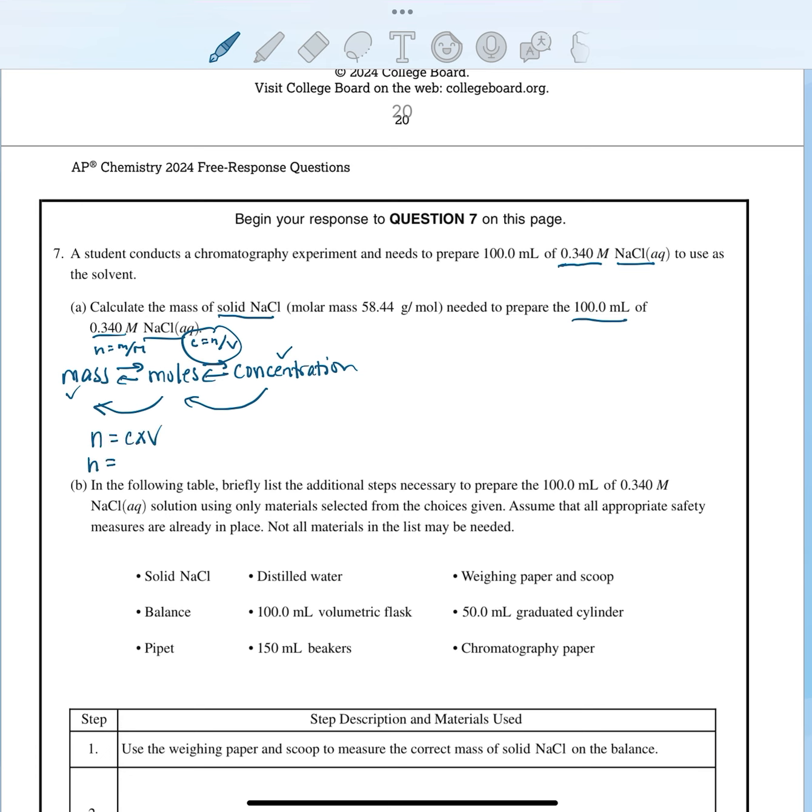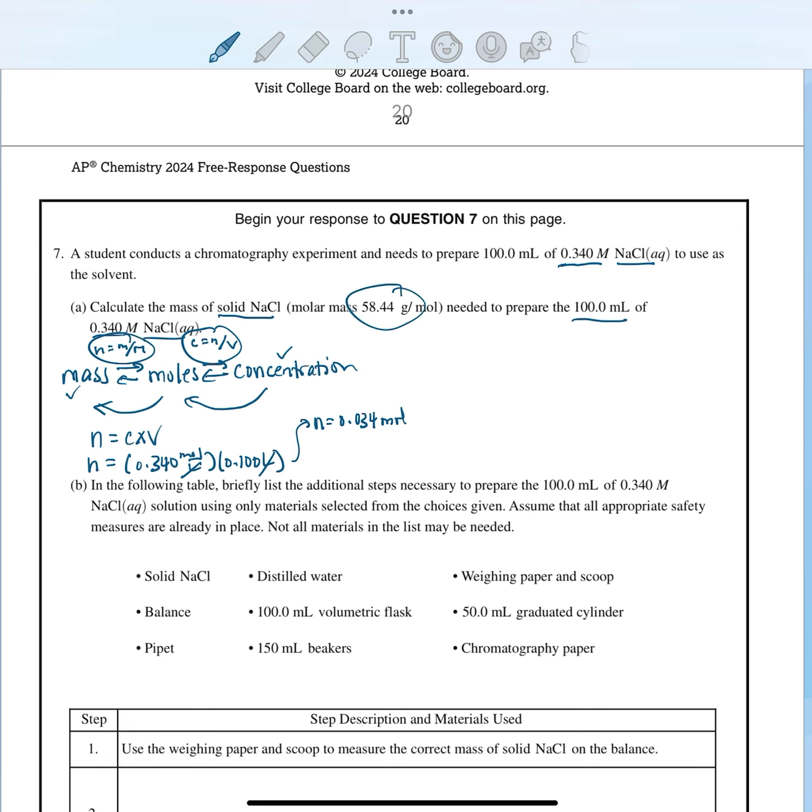So the moles of salt, or sodium chloride, is going to be 0.340 moles per liter times 0.100 liters. Okay, that's 100 milliliters, but we need to make sure the units cancel out properly. And that gives me a mole value of 0.034 moles.